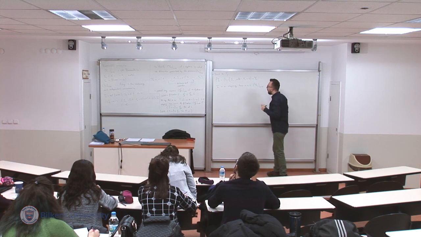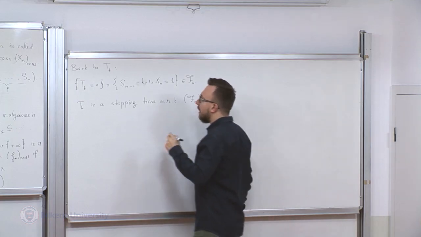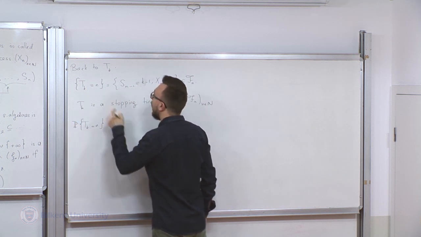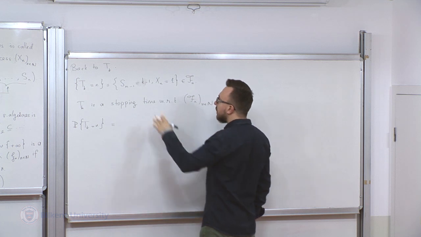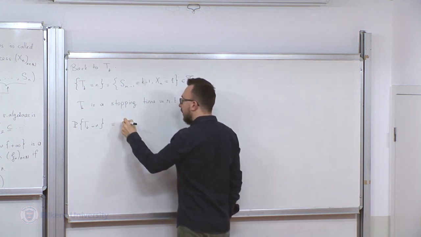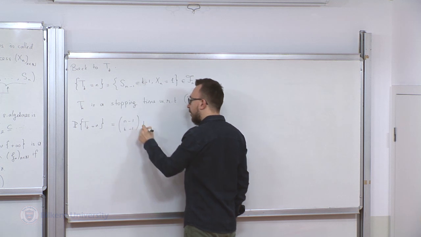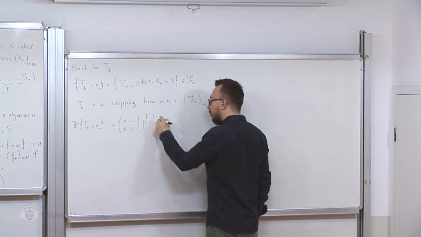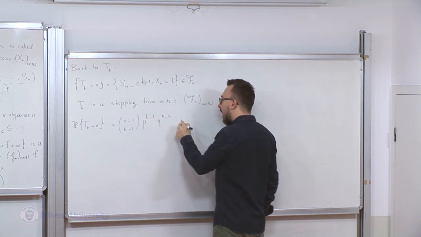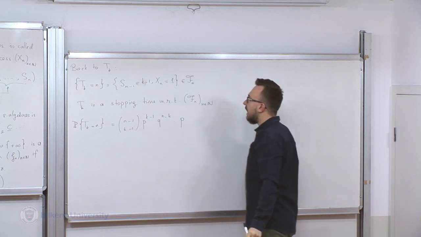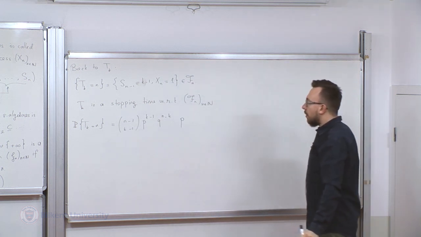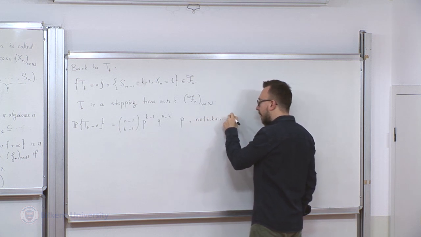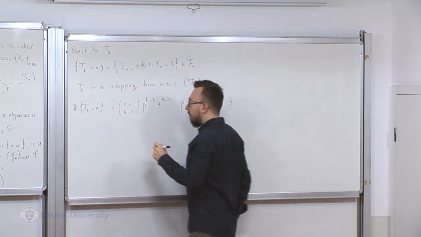So I guess we looked at the distribution of Tk, but let's do it again. The probability that Tk equals n is simply the probability that S(n-1) is equal to k-1. So using the binomial distribution, this is (n-1 choose k-1), p to the power k-1, q to the power n-k, times p, because it's the probability that Xn is 1. This is for n = k, k+1, etc. We call it the negative binomial distribution.